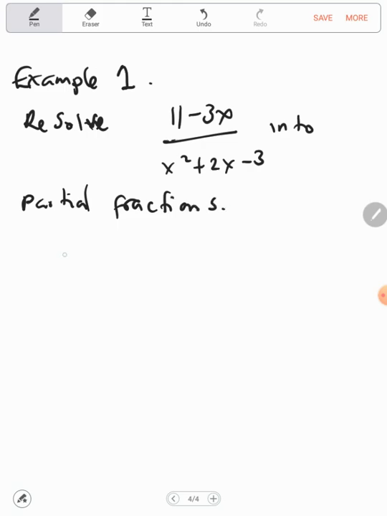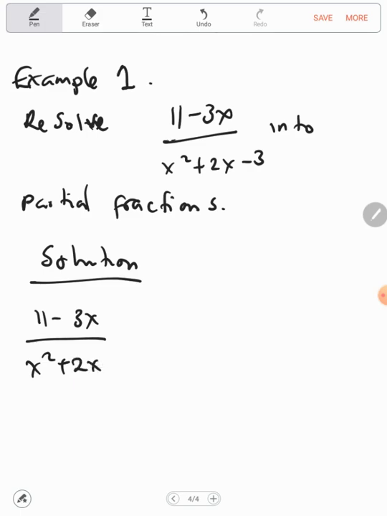Okay, so now let's solve. So we have 11 minus 3x over x squared plus 2x minus 3. What we first do is, remember, we have to factorize the denominator. So we have x squared plus 2x minus 3.